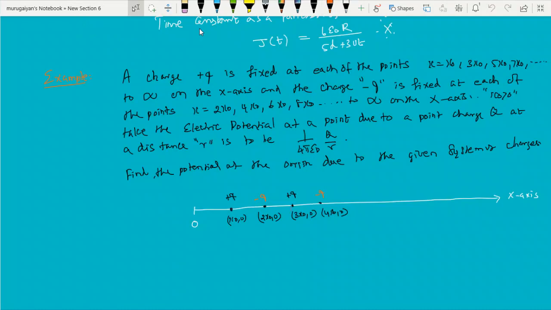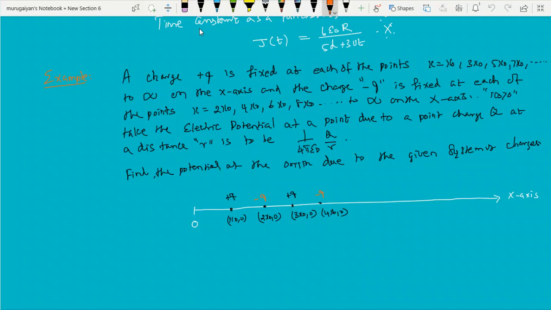So dear student, the question is: a charge plus q is fixed at each of the points x equal to x naught, 3x naught, 5x naught, 7x naught up to infinity on the x-axis, and the charge minus q is fixed at each of the rest of the points, the even positions 2x naught, 4x naught, 6x naught up to infinity, and x naught is given positive. The question is, what is the potential at the point (0, 0), the origin, due to the entire system of charges?